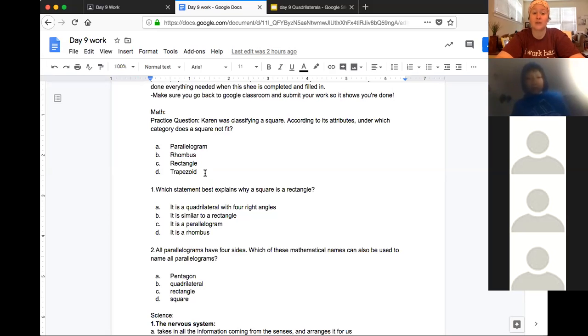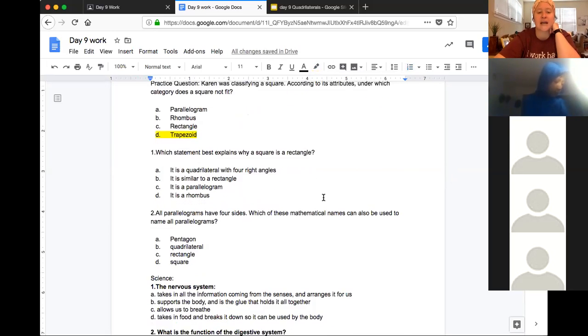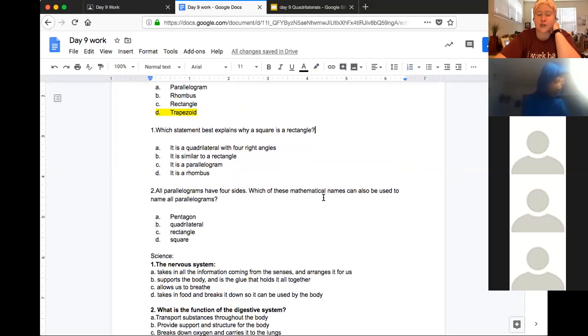Trapezoid. Good. So if you think back to your notes from yesterday, trapezoid was all over to the side by himself, and then parallelogram, rectangle, rhombus, and square all lined up and were connected. So trapezoid is not a square. Okay, now the two exit tickets to see if you can answer them.